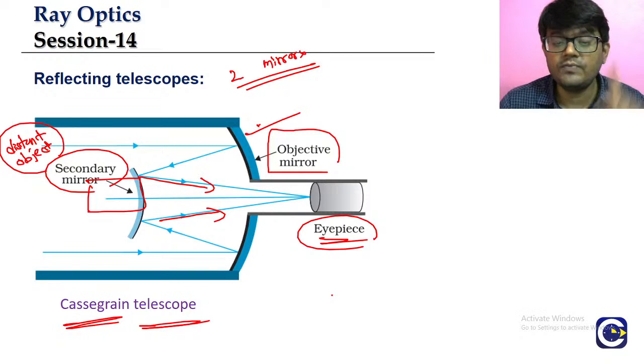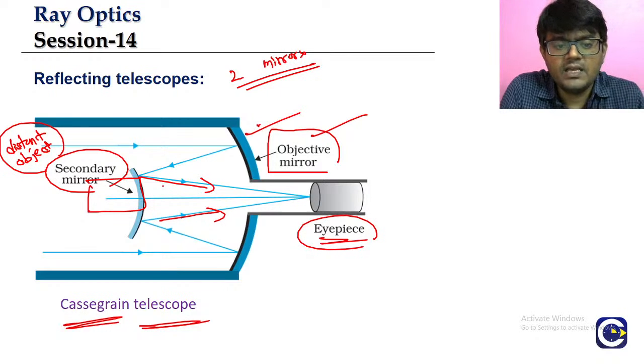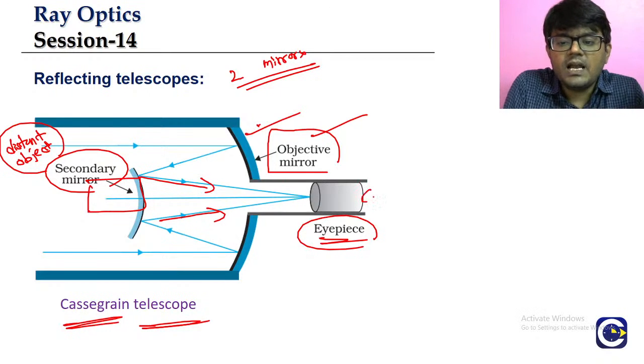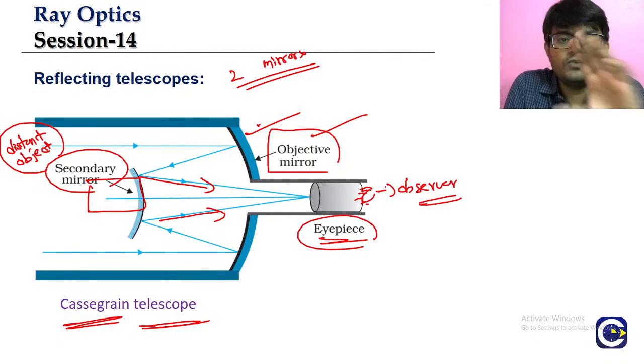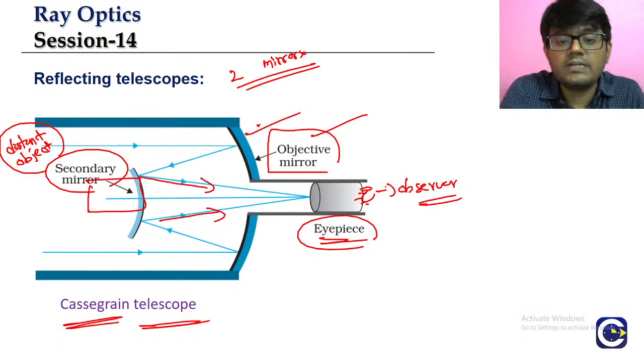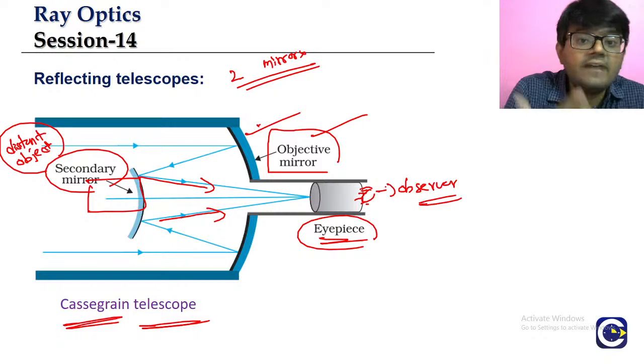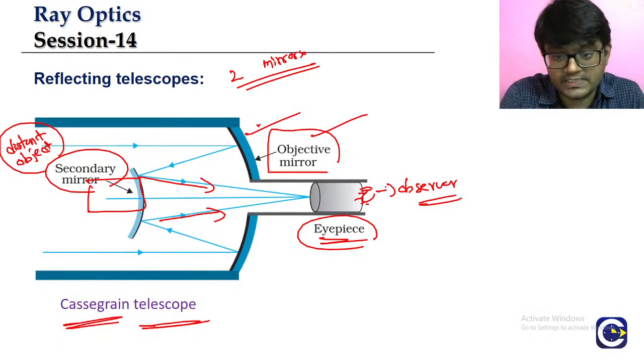Okay, so the Cassegrain telescope will use two reflecting mirrors. One is the objective mirror, the other one is the secondary mirror. Rays from the secondary mirror will go through the eyepiece, and here we will have our eye, the observer who will make the observation. So this is about the reflecting telescopes, which remove some of the disadvantages. What are the disadvantages with the normal lens based telescopes? One, they give chromatic aberrations. Second, they are heavy. So the mirror based reflecting telescopes will be light and will not have the aberrations.